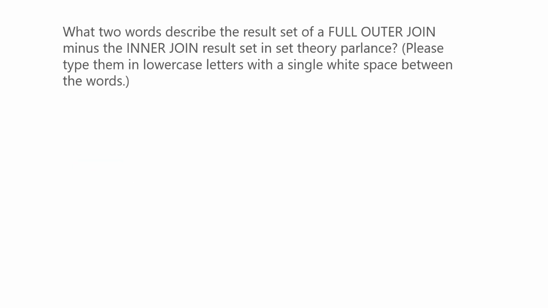What two words describe the result set of a full outer join minus the inner join result sets in set theory parlance? All this is saying is, when you remember we did the Venn diagrams, the full outer join is everything, okay? But you're going to subtract the inner join. You're going to subtract where the two overlap, okay? And that's referred to as a symmetric difference. If you type in difference symmetric, it'll still work, but the answer is symmetric difference.